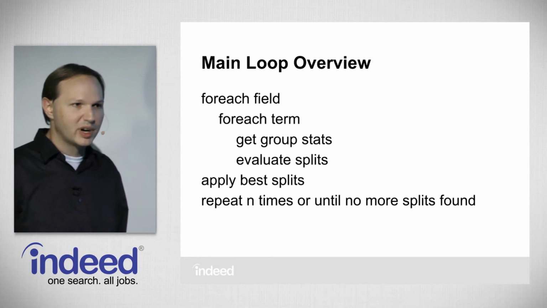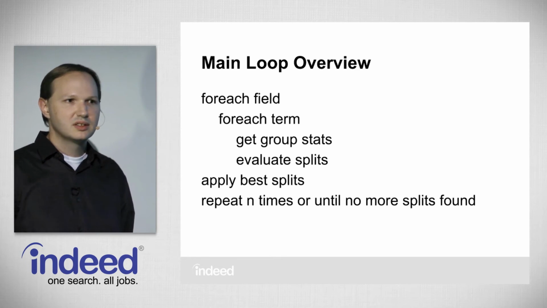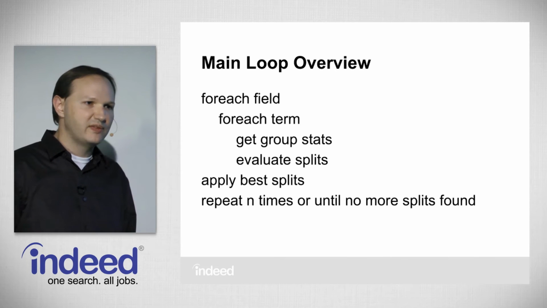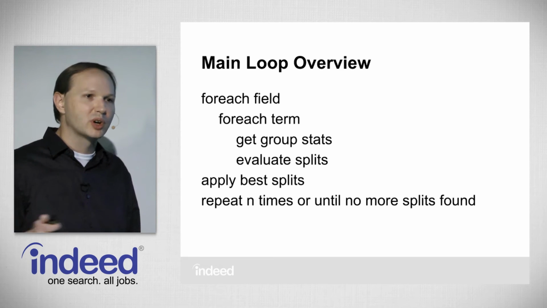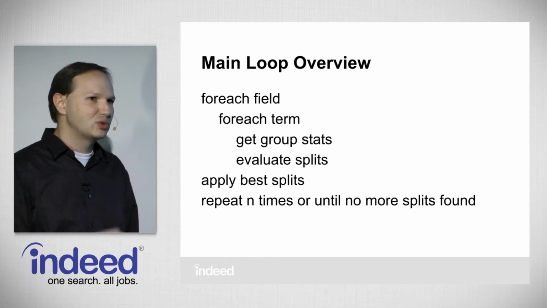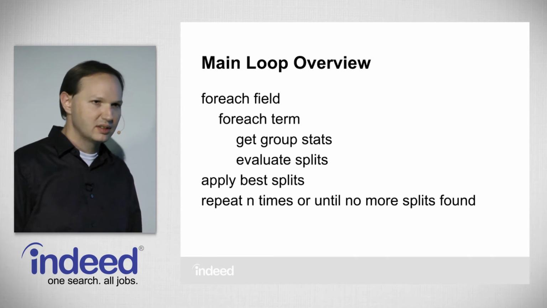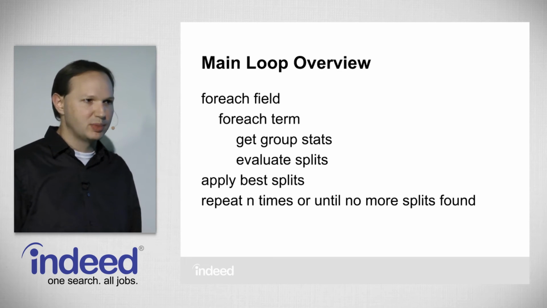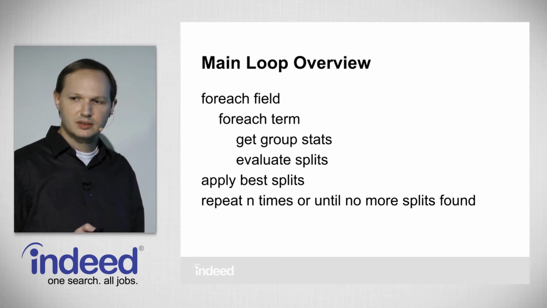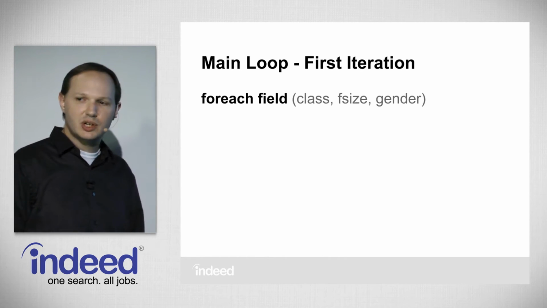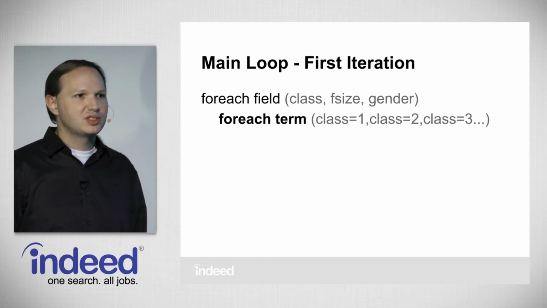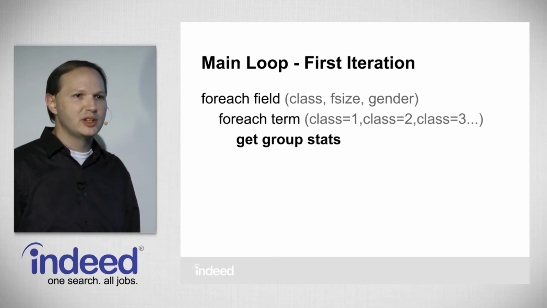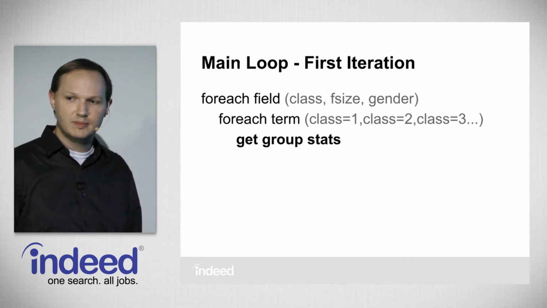Here's the main loop. We're going to iterate over each field in this inverted index. We're going to iterate over each term within that field. We're going to get some statistics about how well that field and term split up each of the groups we're currently considering. As we're doing that, we're going to evaluate those splits and retain the best way of splitting it up. And then we're going to apply those splits. And we're just going to repeat that process. So for the Titanic data, first iteration, we're going to iterate over class, followed by family size, followed by gender, the different values that class can take on, first class, second class, third class. And we're going to get statistics about how well each of those split up group 1 on the first iteration.